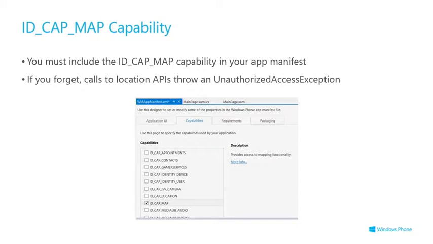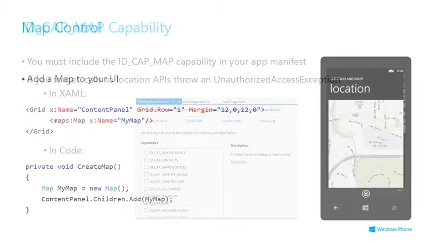You need the ID_CAP_MAP capability. Now, here's a little hint for you. If you forget to ask for this capability and you drag a map control onto your page and try to run that app, you actually get a XAML parse exception. This is not a terribly good indication of the fact that you forgot to ask for the capability. So just beware of that. If you get a XAML parse exception after you put a map onto your page, it's probably because you forgot to ask for the capability.